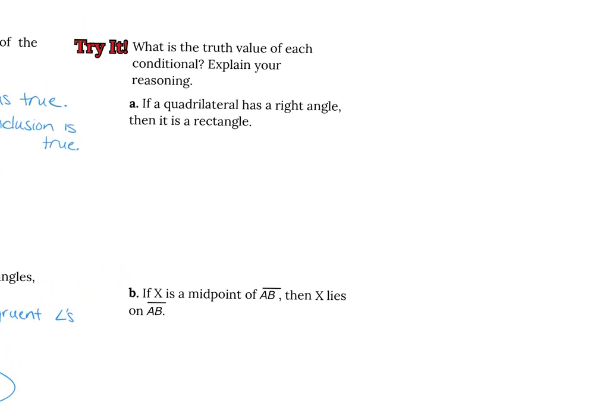Okay, try it. We want to find the truth value of each of the conditionals. A, if a quadrilateral has a right angle, then it is a rectangle. Okay, so on this one, they're only saying that it has one right angle. So if I can draw a quadrilateral with only one right angle that isn't a rectangle, I'd be able to prove it false.